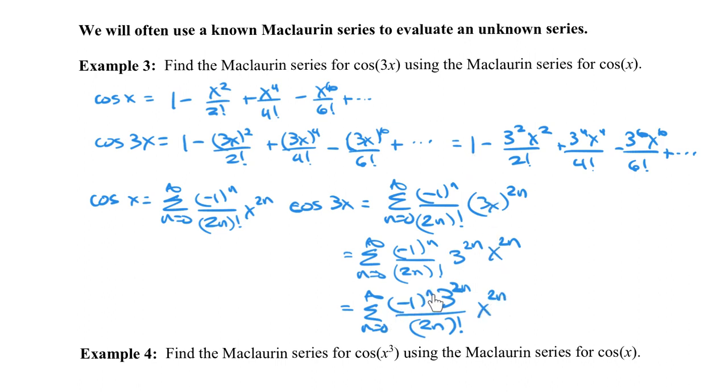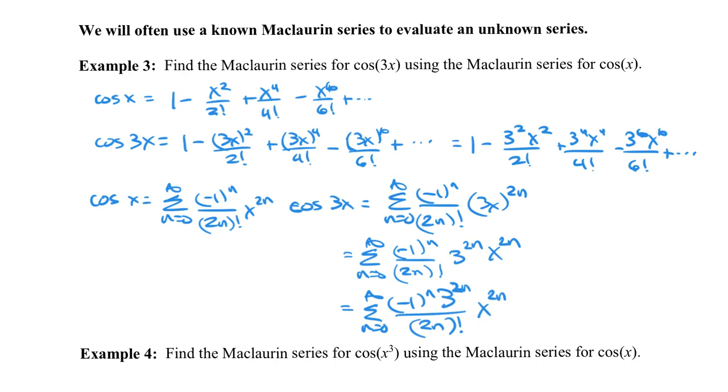Okay, then I plug a 1 in here. Negative 1 to the 1 is a negative, so I get a minus. 3 to the 2 times 1, which is 3 squared. 2 times 1 factorial, which is 2 factorial. x to the 2 times 1, which is x squared. All right, so they're the same. This is just expanded form, and this is using sigma notation.